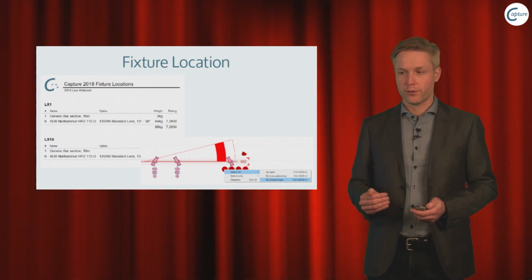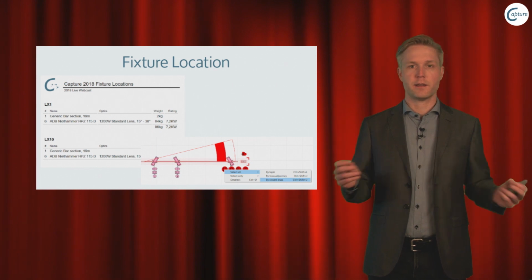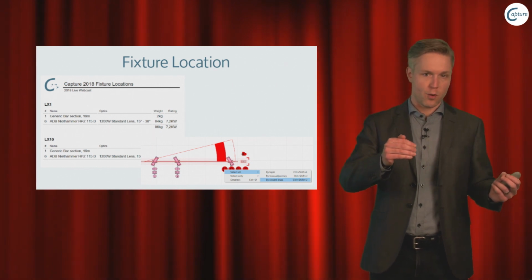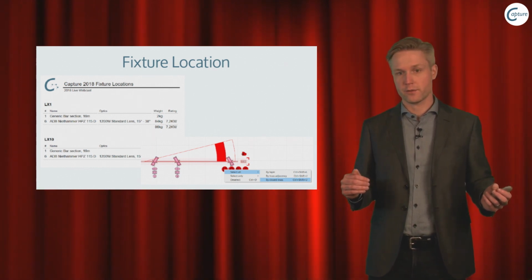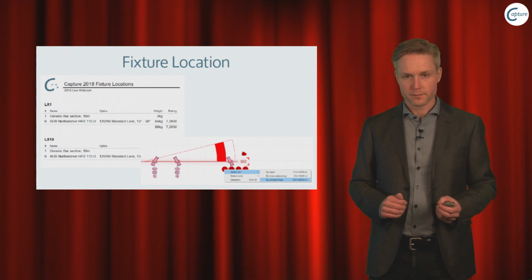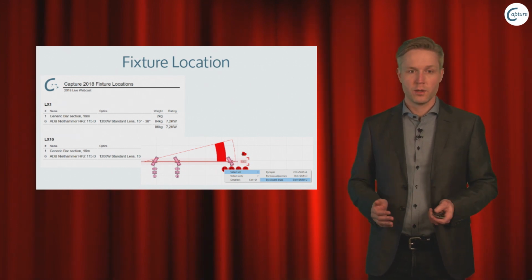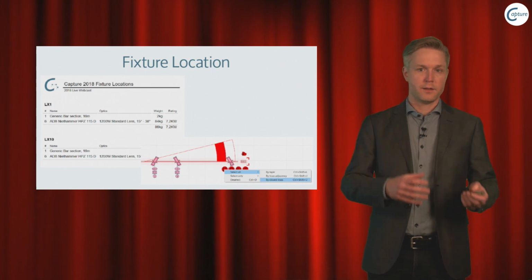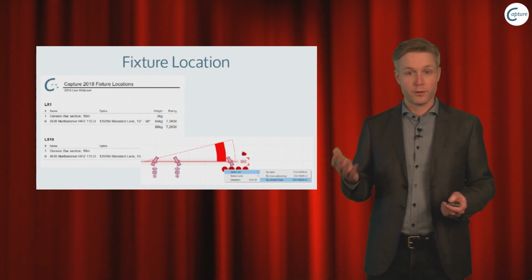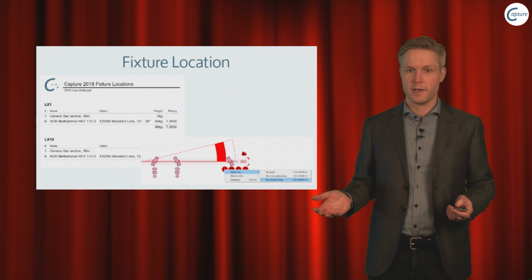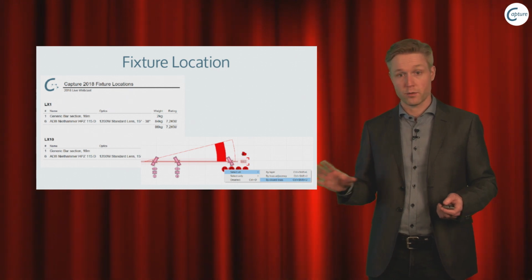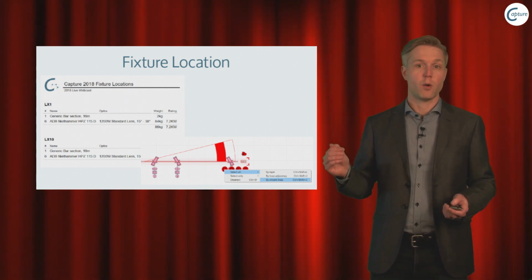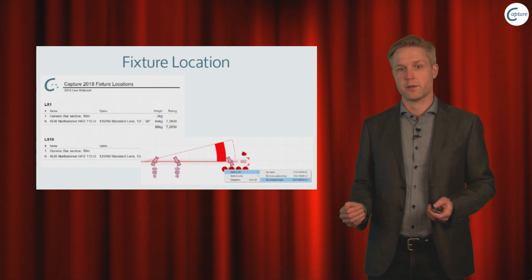Fixture location also enables you to do things like selecting a pipe and then having Capture also select all fixtures rigged to that pipe. So it's a great tool that affects editing as well as reports, but also data export, because CSV export or DWG export, which I will get back to later, now also exports fixture location information.